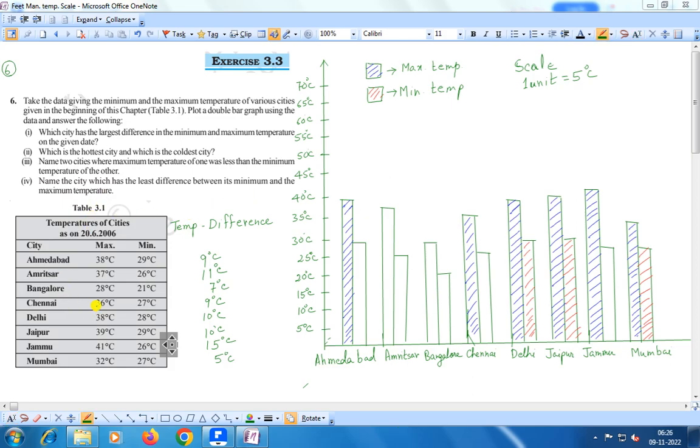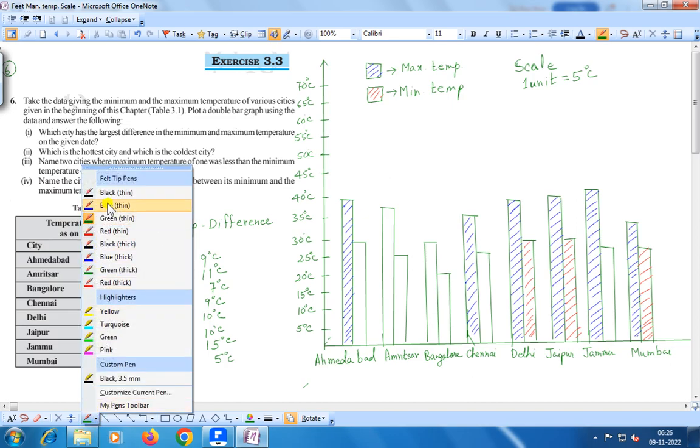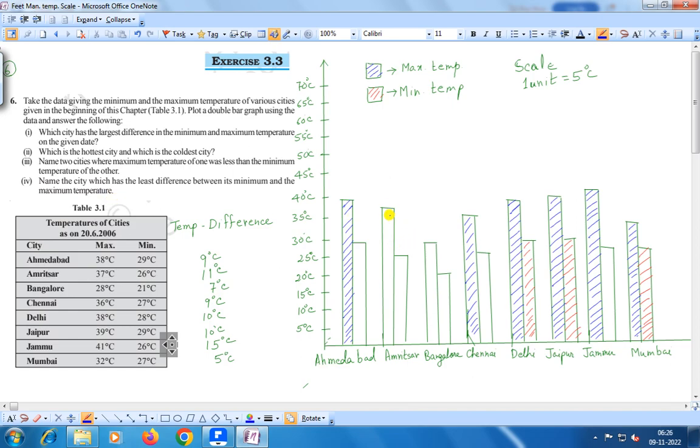Now we'll give the shading here. First we'll give the blue shade. Here we are giving the blue shading, right? This will be blue because it represents the maximum temperature. This bar represents the maximum temperature, right? And this one is also blue.